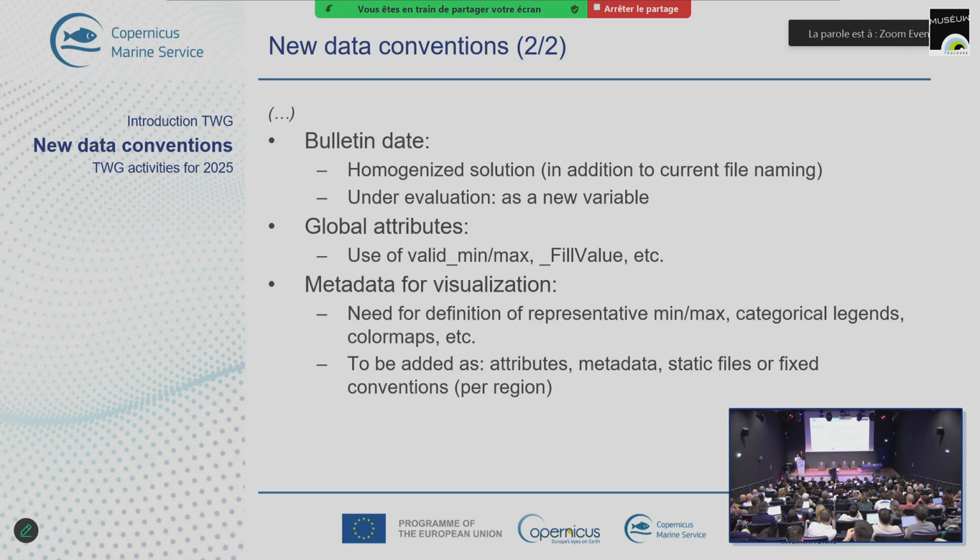And finally, what I was saying before in MDS, the metadata for visualization. We want your point of view and your expertise, for example, representative min and max for the legends, the better color maps that define a region or a variable. And the idea, at least the easiest, in the short term, would be to have more attributes and more metadata that can then be used by the systems and by users.